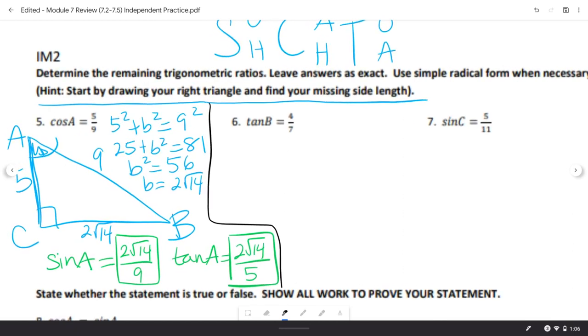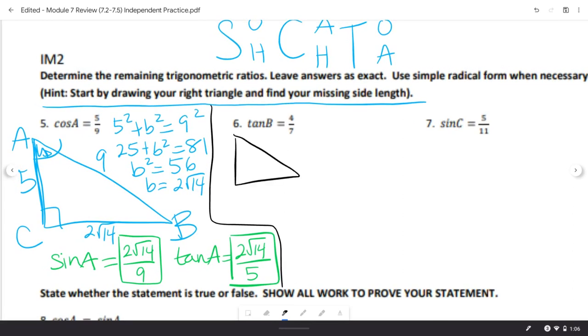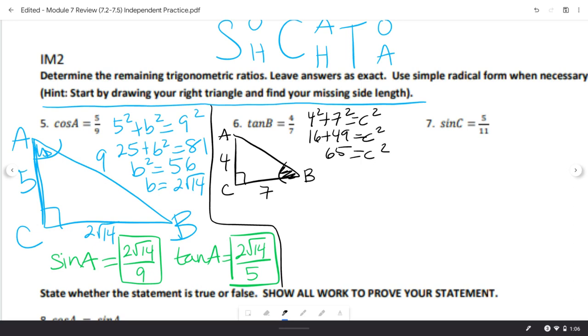Okay, with number 6, they're giving you the tangent of B. And this is my angle. 4 over 7, TOA, so 4 opposite over 7 adjacent. And I've got to find my hypotenuse when I do the Pythagorean theorem. So 4 squared plus 7 squared equals C squared. 16 plus 49 is C squared. 65 is C squared. And C is the square root of 65. If you do a factor tree for 65, it's not going to get you anywhere. That's the most reduced that you can get. So that's going to be the square root of 65 for the hypotenuse.